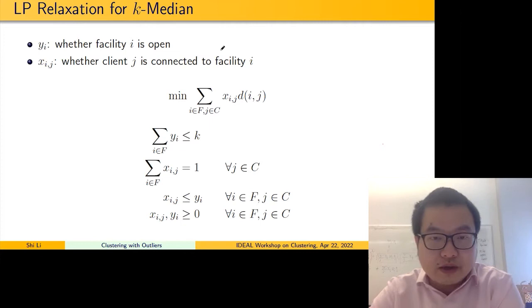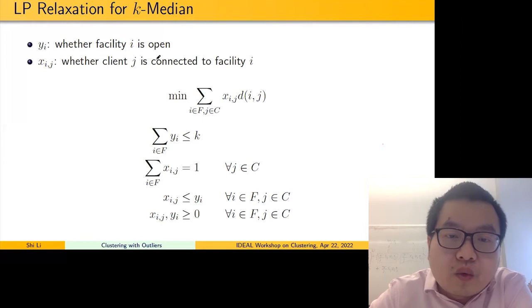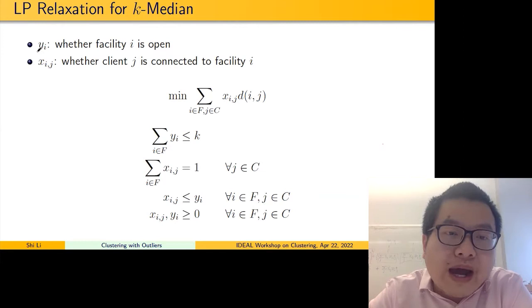Okay, so this is the standard LP relaxation for K-median. Remember, we don't have outliers. So we have two sets of variables. y_i for every potential facility i indicates if we want to open i or not.